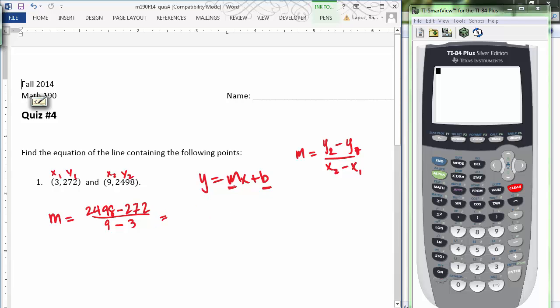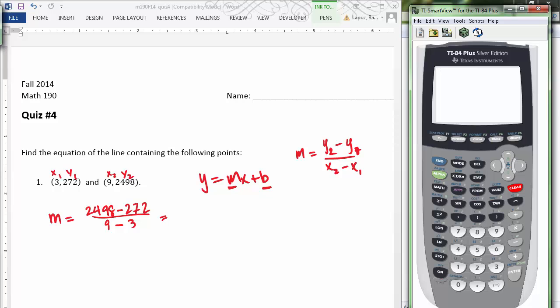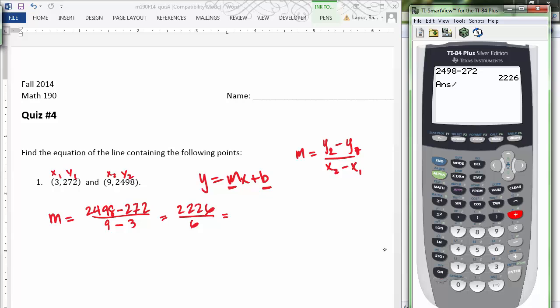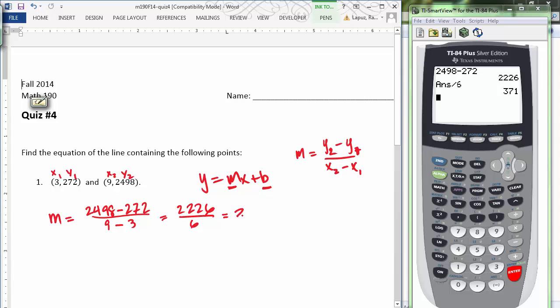Alright, so let's figure that out. We got 2498 minus 272. So I got 2226 in the numerator, and 9 minus 3 is 6. So let's take that and divide by 6. That's 371. So that's m.